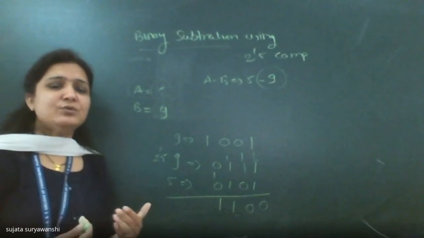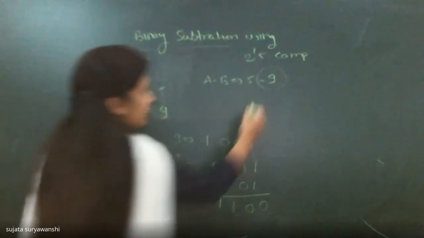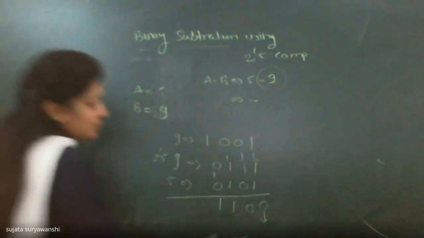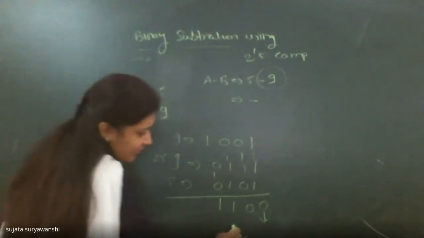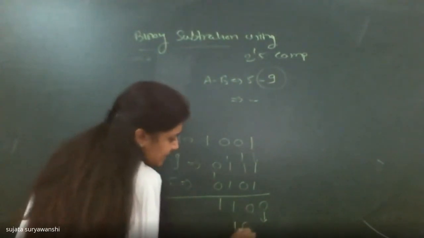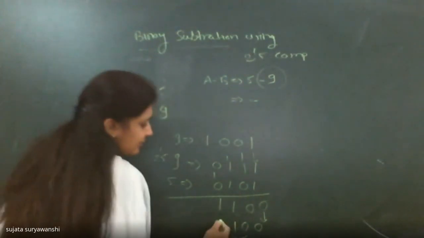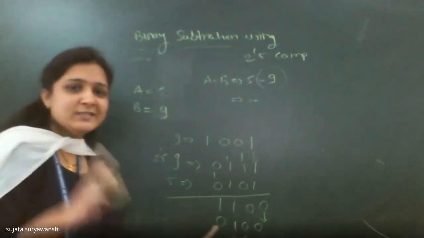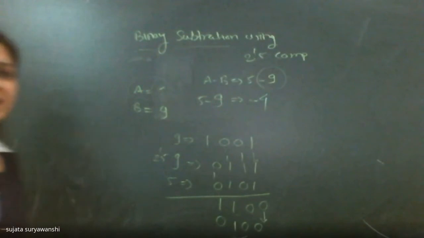So to get back in true form, you need to again find out the 2's complement of that result. Your number is negative. Write down all the zeros from the right side till you get the first one. Write down 1 as it is, and invert the remaining bits. So 0, 1, 0, 0, it is equal to 4. So your right answer is 4. After you perform 5 minus 9, you will get minus 4. Understood?